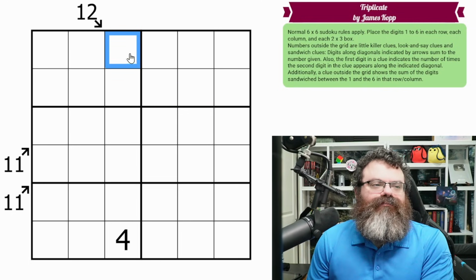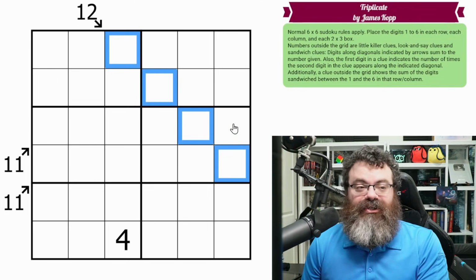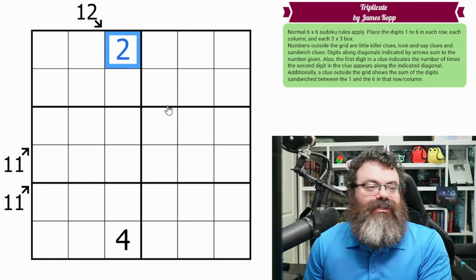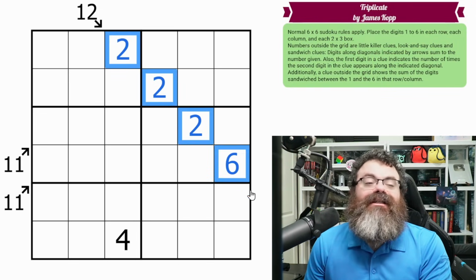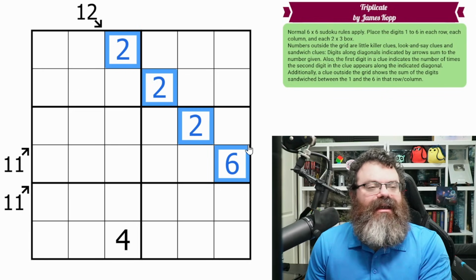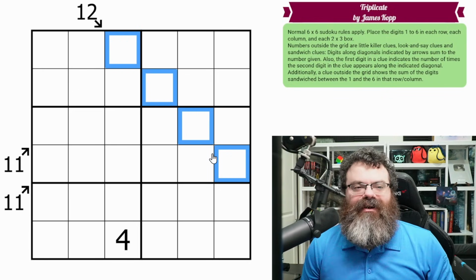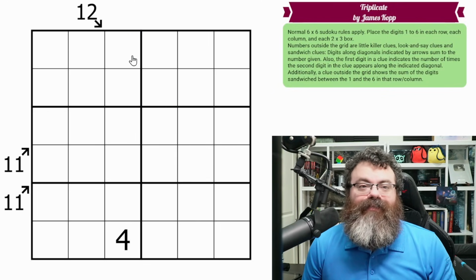So there is no non-repeat rule beyond what Sudoku is already doing. And so we can do, for example, 2, 2, 2, 6, if we wanted to, right? 2, 4, 6, and then another 6 to get 12. So this would be one way to fulfill the clue. So little killers do not restrict repetition beyond what the other rules are already doing. All right.